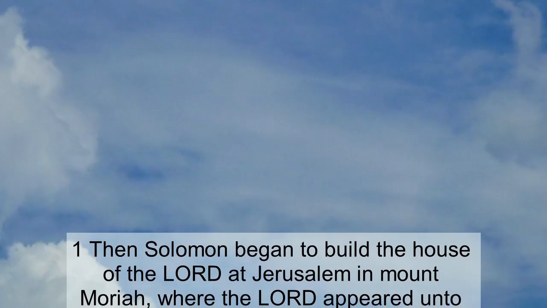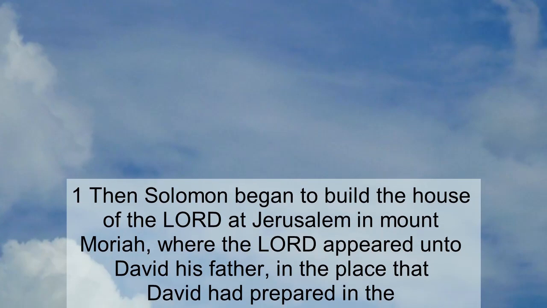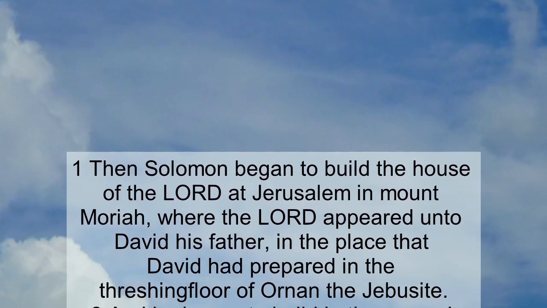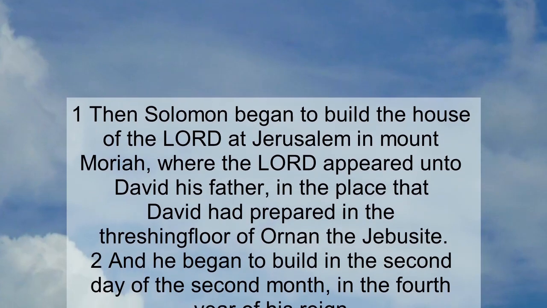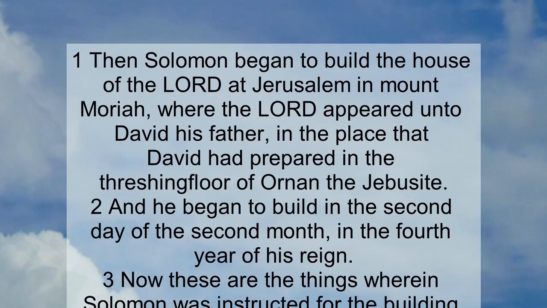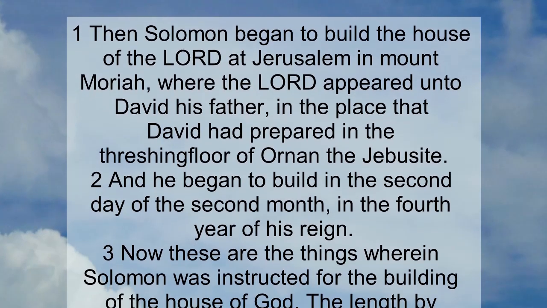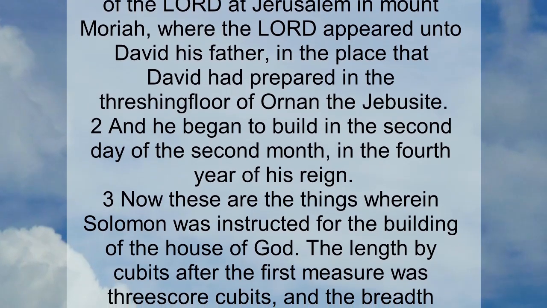Then Solomon began to build the house of the Lord at Jerusalem in Mount Moriah, where the Lord appeared unto David his father, in the place that David had prepared in the threshing floor of Ornan the Jebusite. And he began to build in the 2nd day of the 2nd month, in the 4th year of his reign. Now these are the things wherein Solomon was instructed for the building of the house of God.